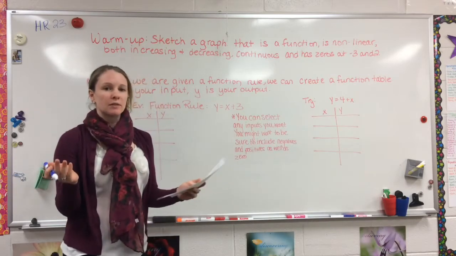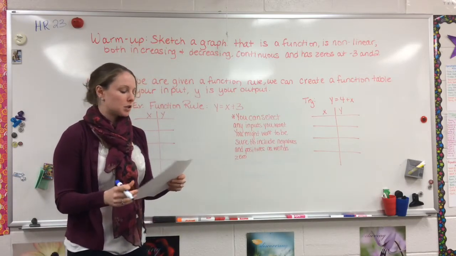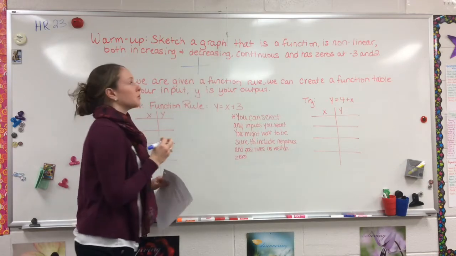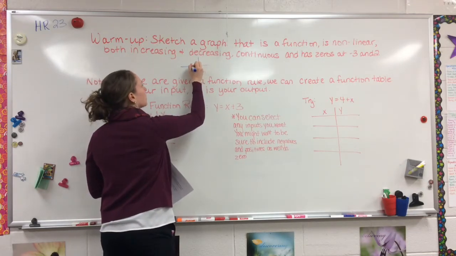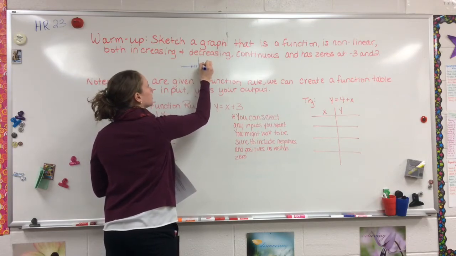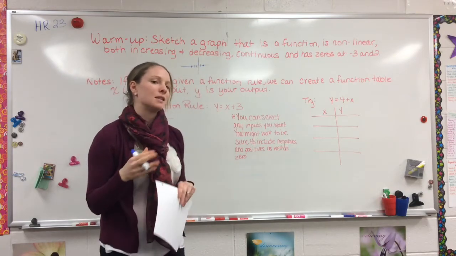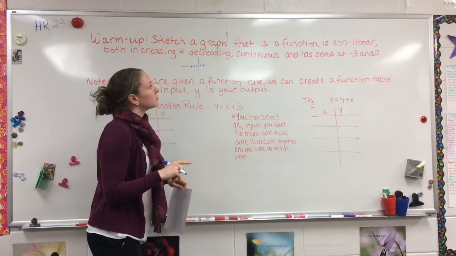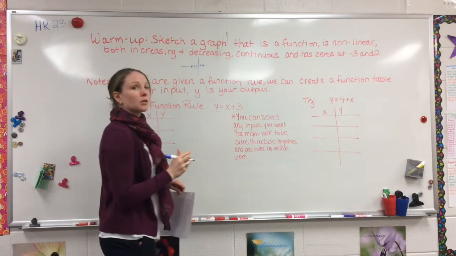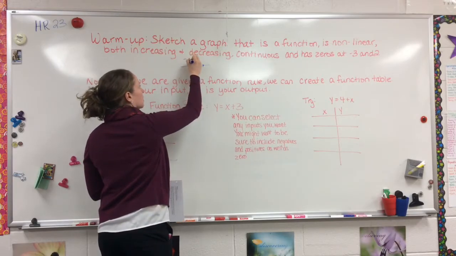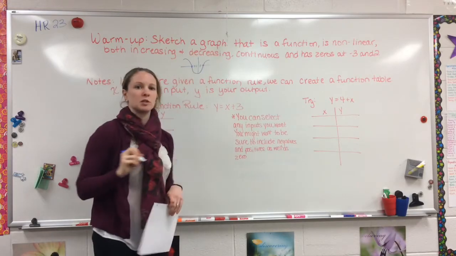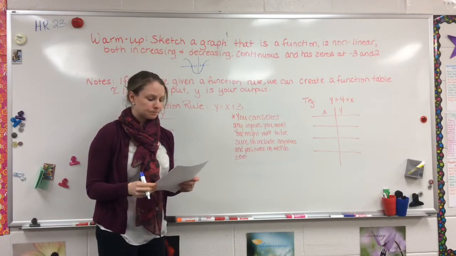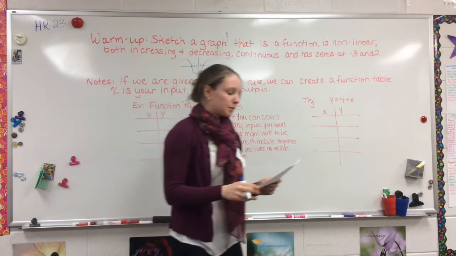Okay, everyone should have a different answer so you can share your work with each other. But basically, you want to start with your graph. Mark your zeros first at -3 and 2. Remember, zeros are where it crosses the x-axis. It has to be nonlinear, it has to be a function, and both increasing and decreasing. So my example just looks like that. Again, as long as yours meets those categories, it doesn't matter. Okay, we're going to move on to some notes.